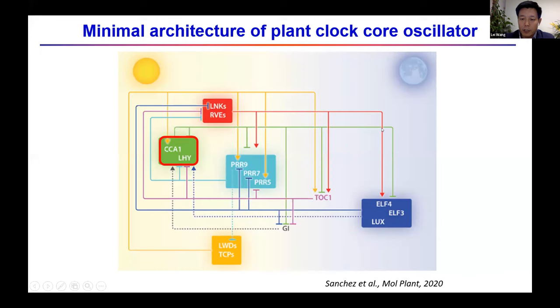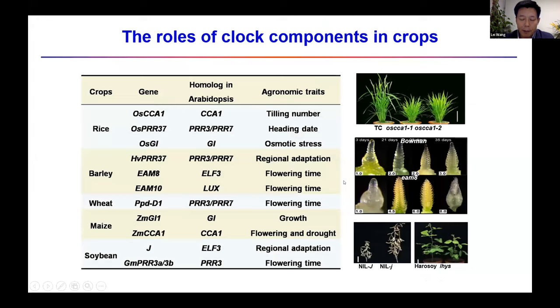There are already a few papers published in crops. So we now not only focus on Arabidopsis, we're also using crops as materials to investigate clock roles. You can see in rice, barley, wheat, and soybean, many of the clock components play fundamental roles, especially in flowering time control and also in regional adaptation. A few studies also show clock components may be involved in abiotic stress tolerance, like osmotic stress and drought.